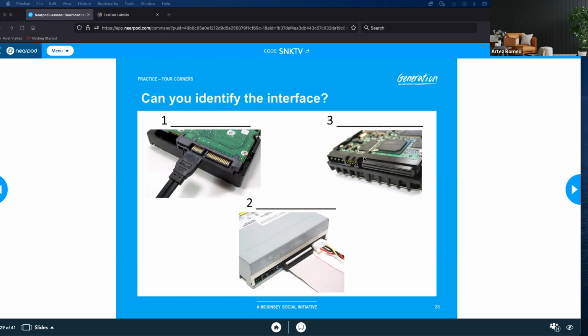We've already talked about IDE PATA. We've talked about SATA. What's our last one for internal? Will that be IDE PATA, SATA, and SCSI? SCSI, SCSI. Excellent. SCSI. That's what we're looking for. Thank you. Excellent. Thank you. Yes, Ume.